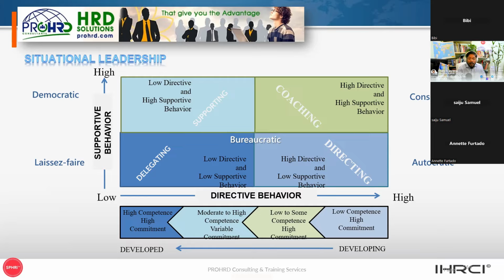Depending on the level of these variables, we need to apply the most appropriate leadership style to fit the given situation. So here, on the slide, there are 4 different types of situational leadership we can operate. First, let us take directing.